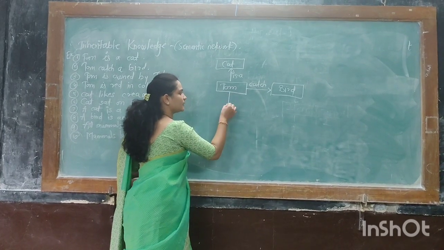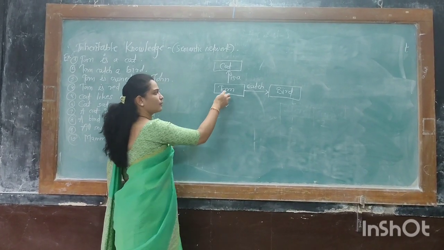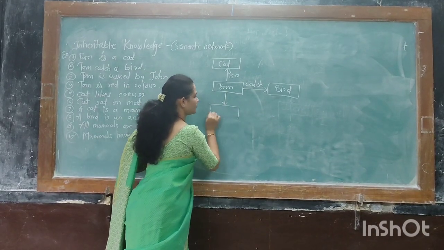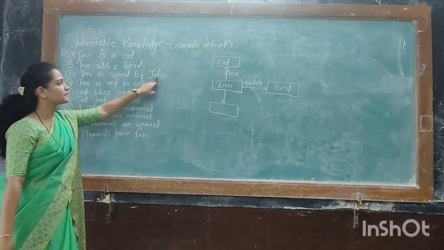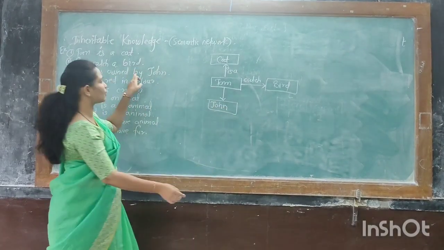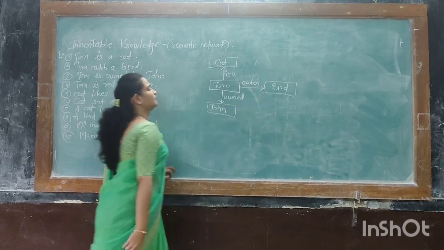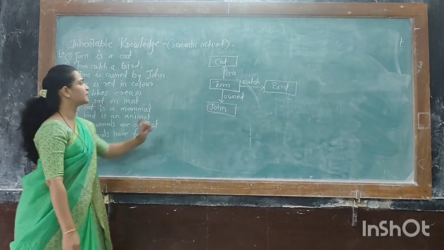Then the third statement is Tom is owned by John. Hence we have to give another link from Tom to the next entity, which is John. So Tom is owned by John. We write the relation here: Tom is owned by John.